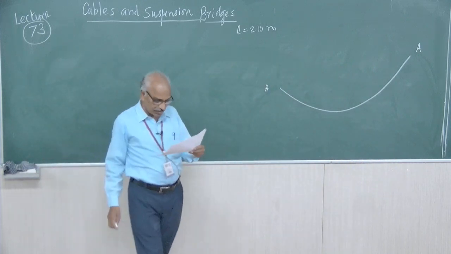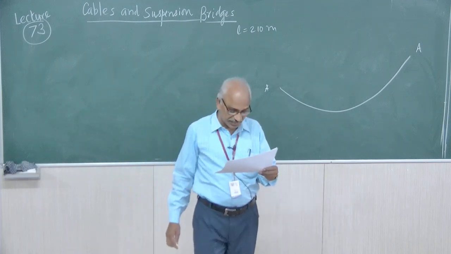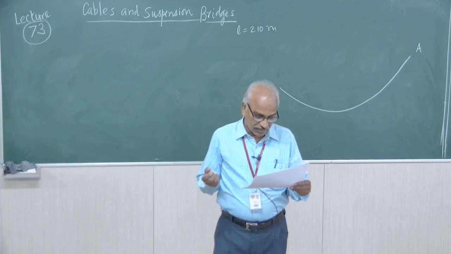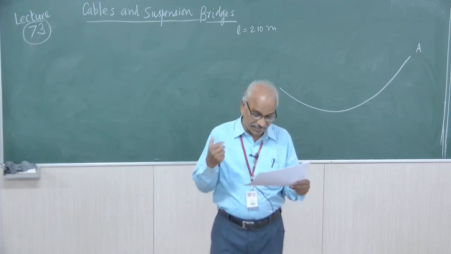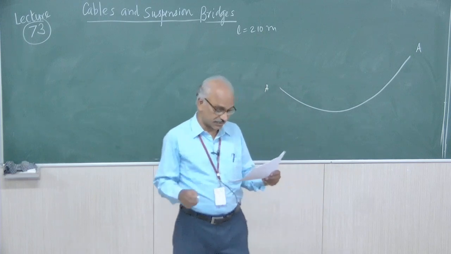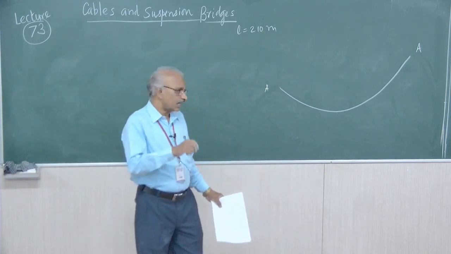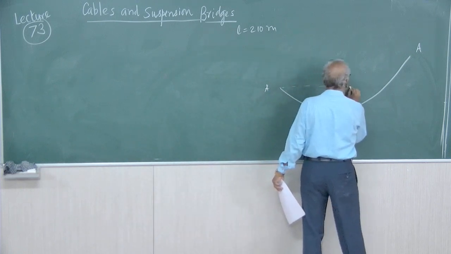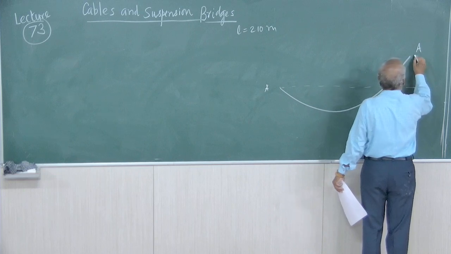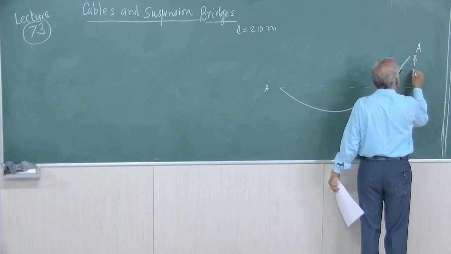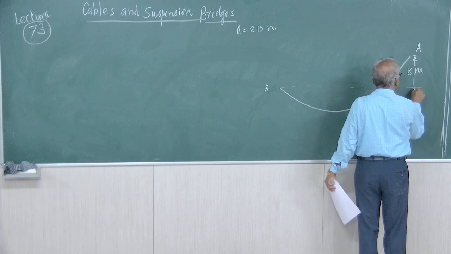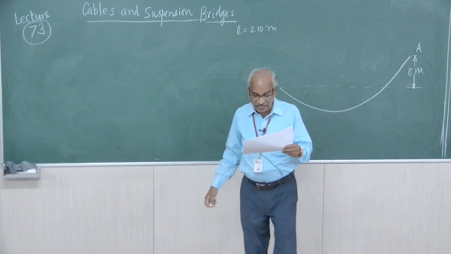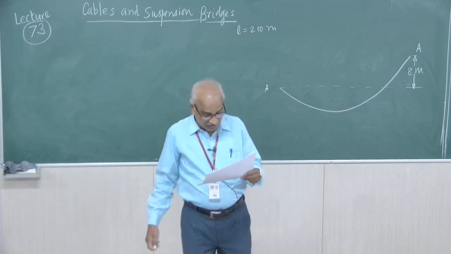A suspension cable of horizontal span 210 meters is supported at two different levels. The right support is higher than the left support by 8 meters. That means the difference in level between the two supports is 8 meters.